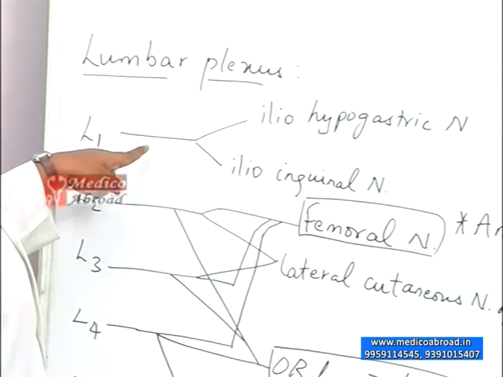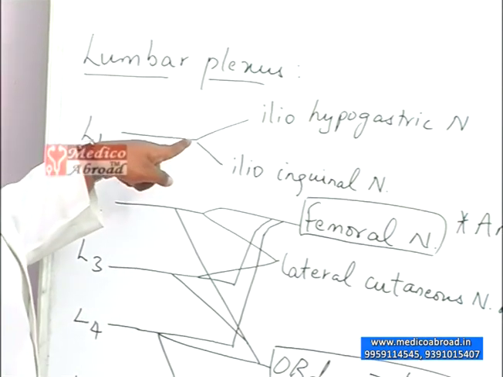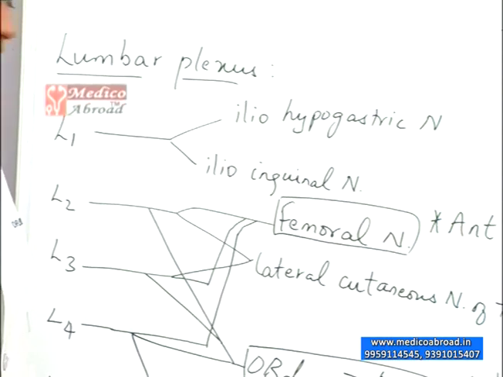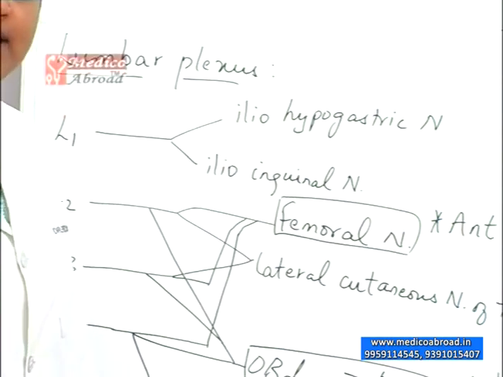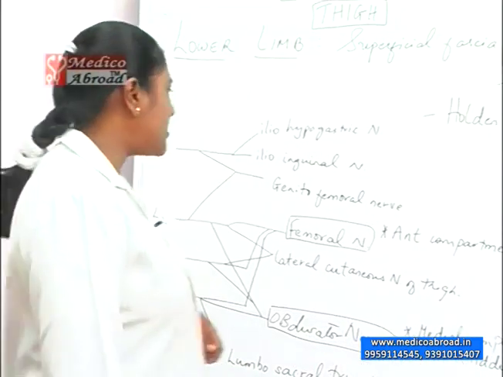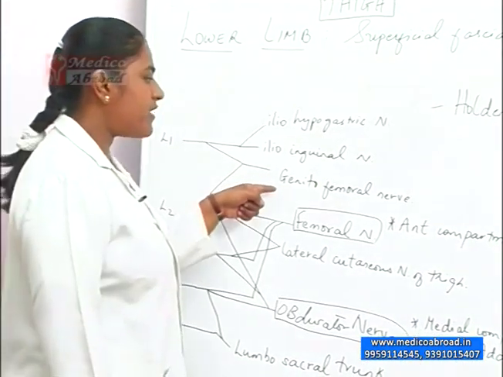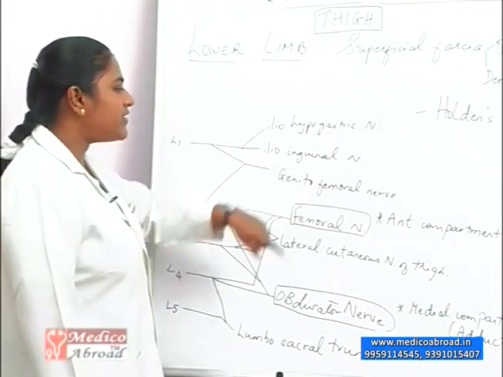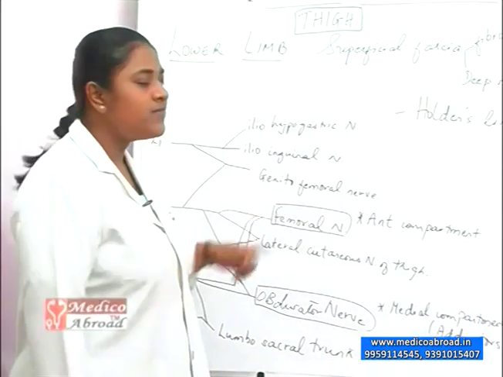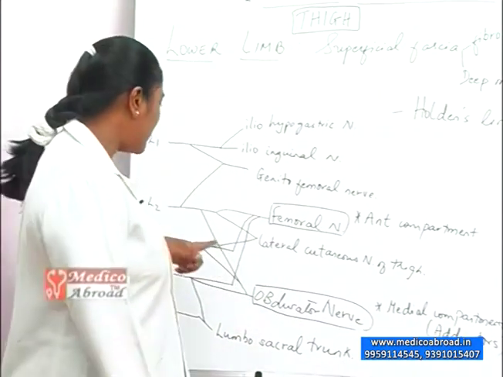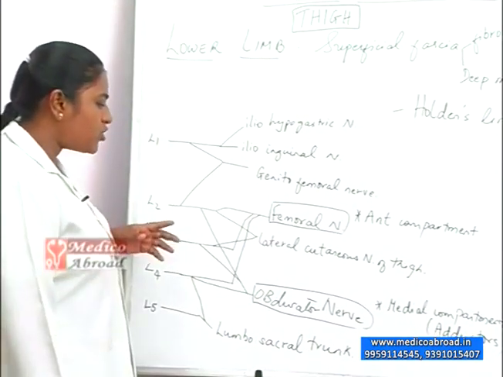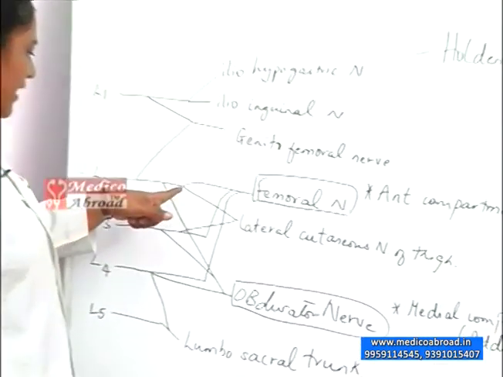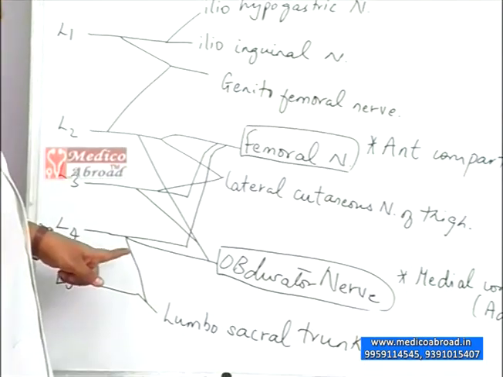The first nerve, that is L1, splits into two terminal branches, that is the ilio-hypogastric nerve and the ilio-inguinal nerve. Now the next branch that we will see is the genitofemoral nerve, which comes off from L1 and L2. The ilio-inguinal nerve and the genitofemoral nerve can be found in the superficial fascia of the thigh. Now we have the formation of two important nerves, the femoral nerve, which comes off from L2, L3 and L4.